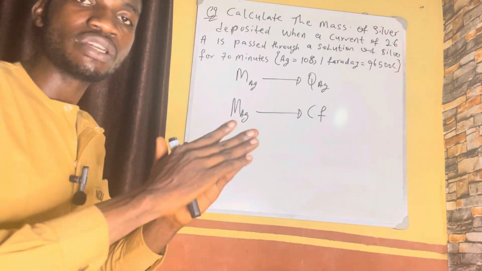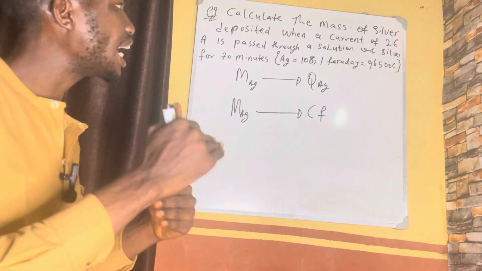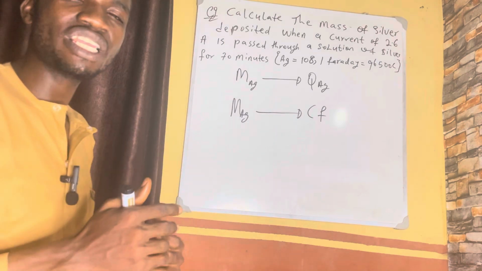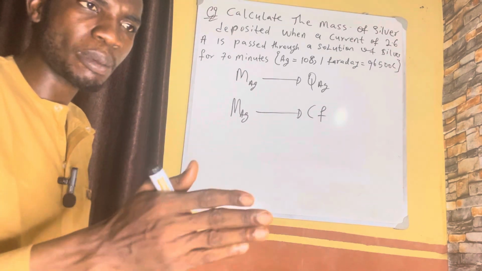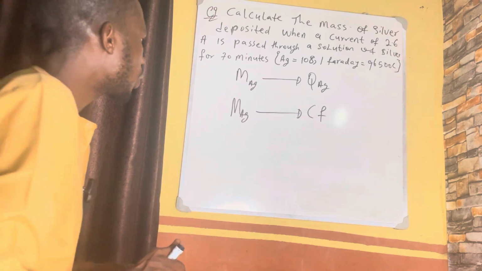Faraday's first law, solve it neatly. Even when they ask you if a mole of this is deposited at this, it's a direct proportion. You solve it fast and fast. You understand? So now look at the board.